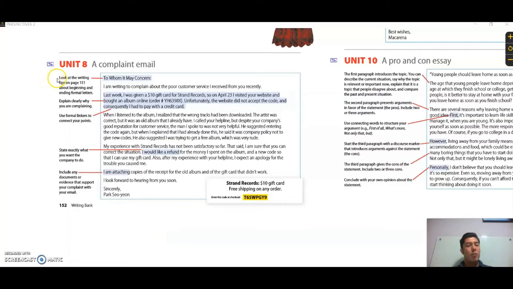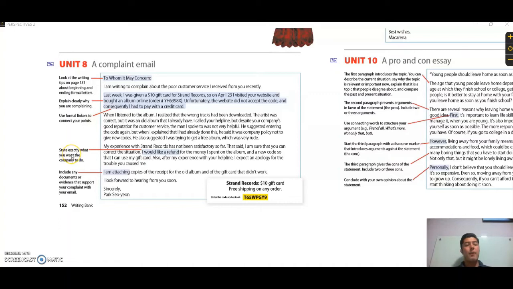These parts, look at the writing tips on page 151 about beginning and ending formal letters. So you go to page 151 and check this part. Then in the second part, we have explain clearly why you are complaining. You have to explain clearly why you are making the complaint and what was the problem with your product. The next part says use formal linkers to connect your points, like "consequently". This would help you to connect your points and to give more information to your complaint.